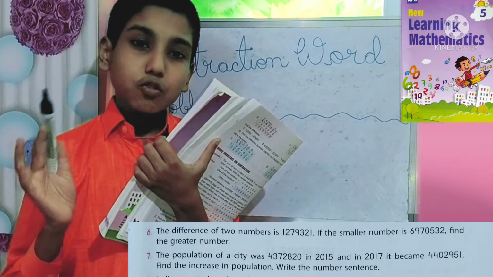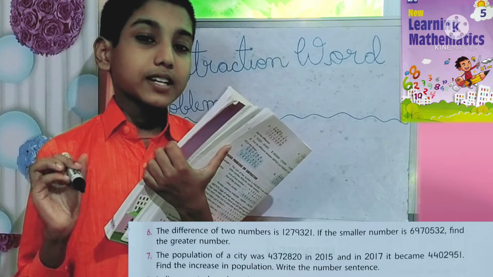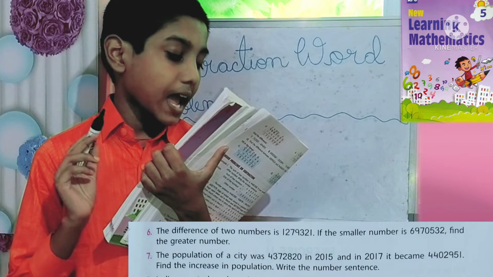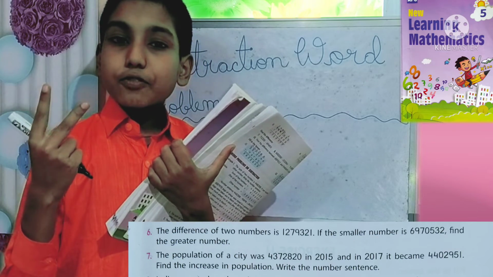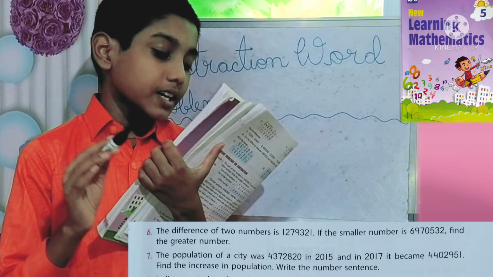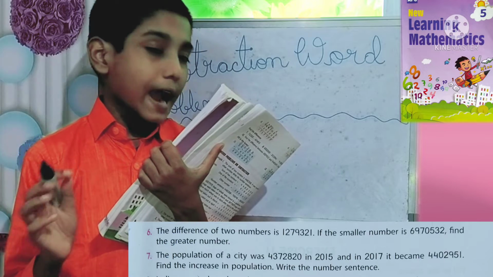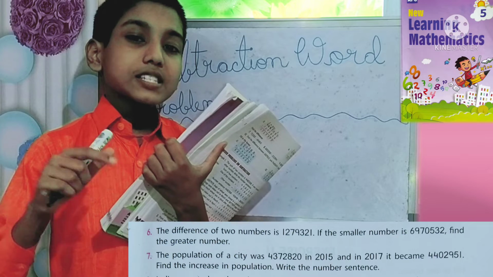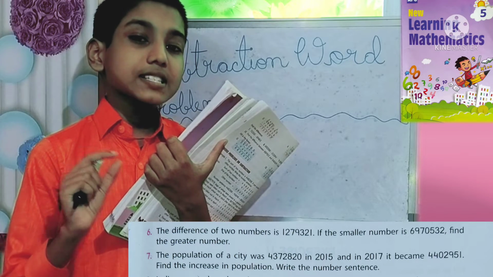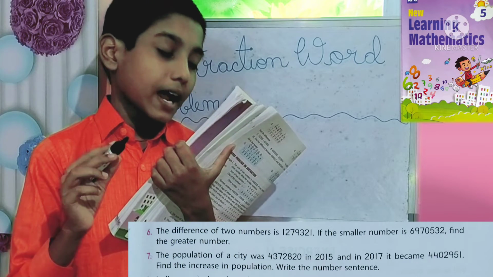So I think you are thinking that it will be minus, but it will not be minus, it will be add. So I am explaining once more. There is a difference of two numbers, the smaller number is given, and it is told to find the greater. If we do minus, then we will get the smaller number, not the greater number, not the biggest number. So for that we have to add.